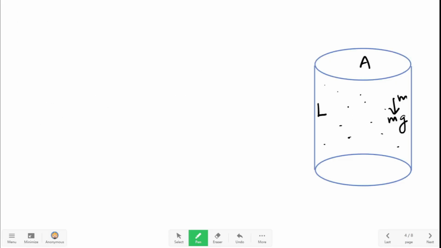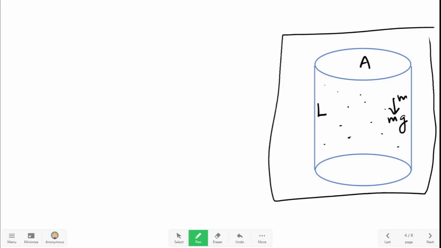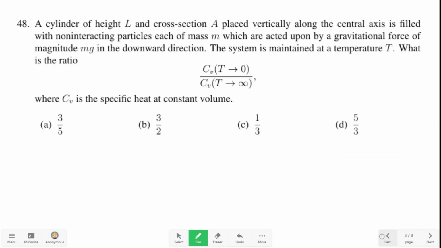Now the system is maintained at a temperature T. So this whole system is at a temperature T. The question here is to find the ratio of Cv at T tends to 0 to that of Cv at T tends to infinity, where Cv is the specific heat at constant volume.